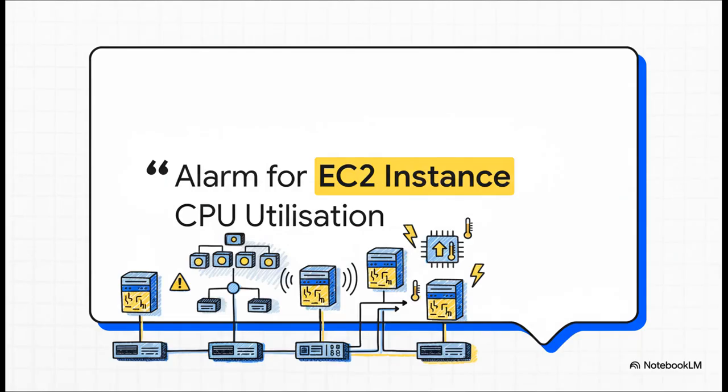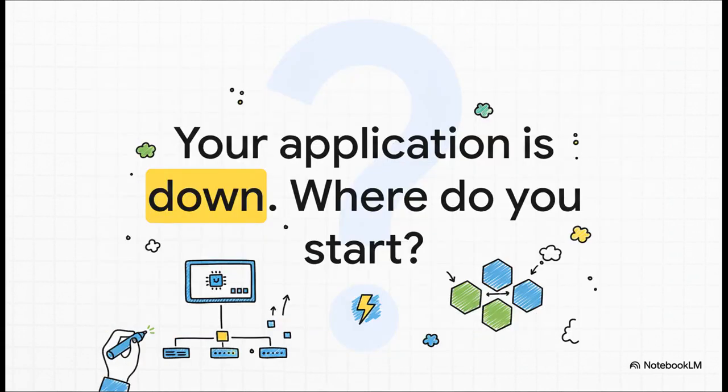So picture this. It's 3 a.m., the on-call phone buzzes you awake. Maybe it's a high CPU alarm, maybe memory is maxed out, or a health check is failing. You know what? The specifics don't even matter right now. What matters is something is wrong, and that clock, it's ticking. And this right here is the million-dollar question. Where do you even begin?